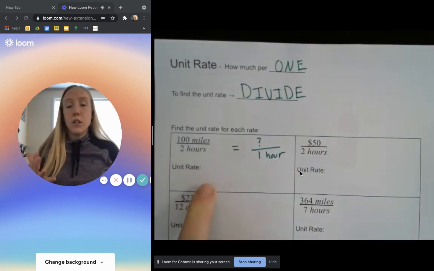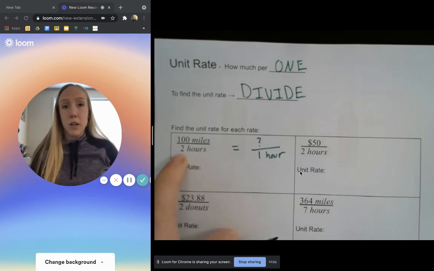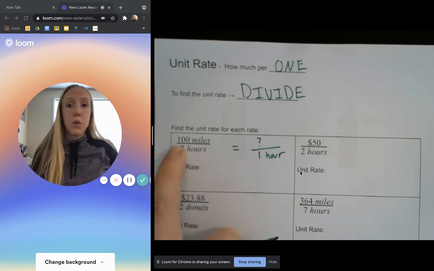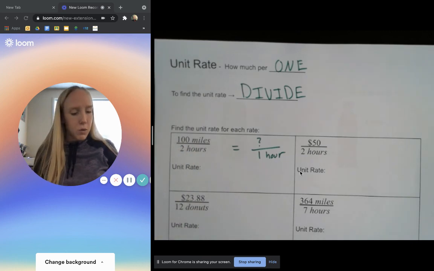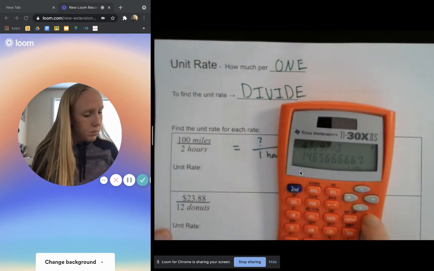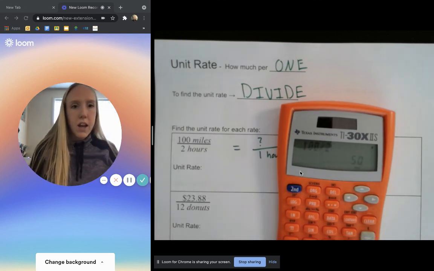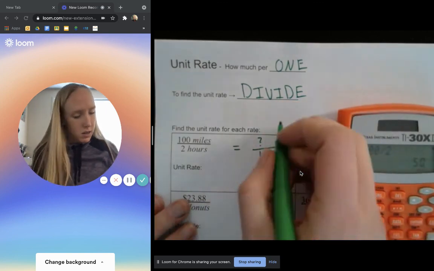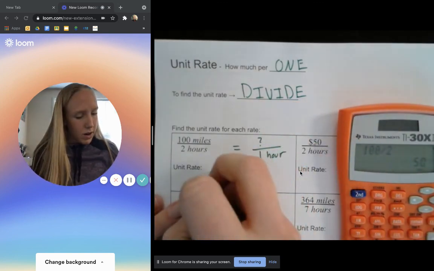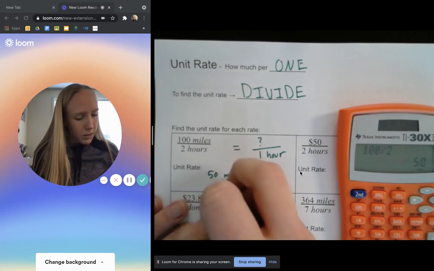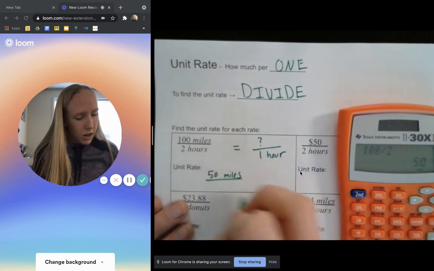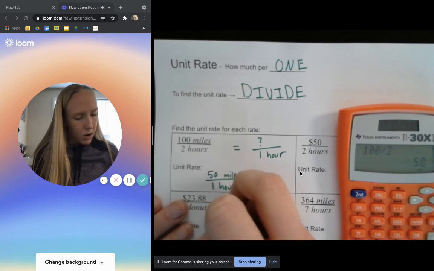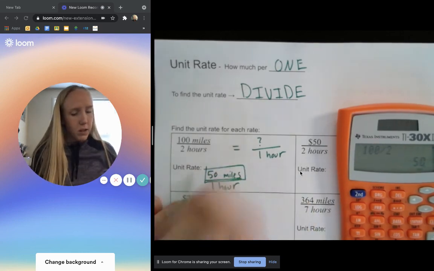So all you have to do is treat this like division, because fractions are division. You just do 100 divided by 2, and you get the unit rate of 50. This would be 50 right here. The unit rate is 50 miles in 1 hour. So the unit rate is the 50 miles.